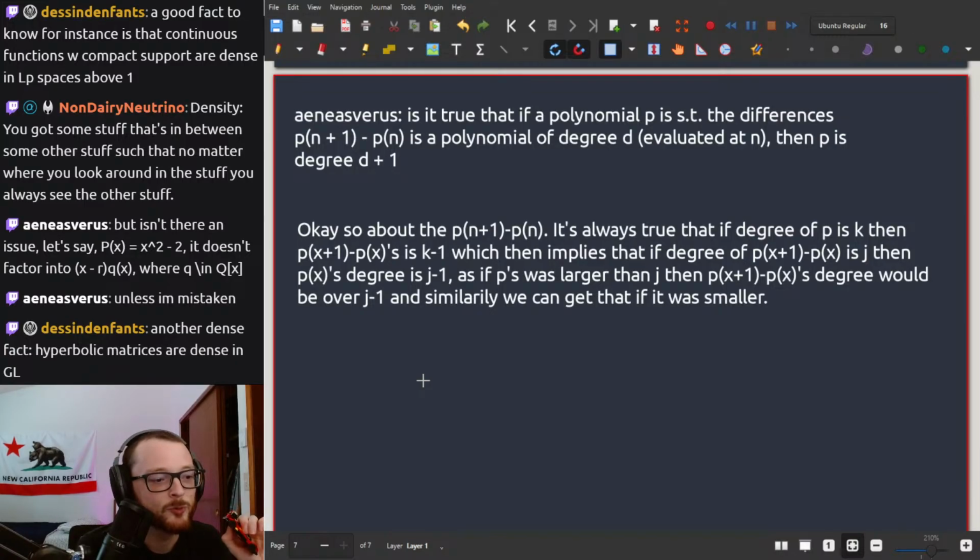Density. You get some stuff that's in between some other stuff, such that no matter where you look around, you always see other stuff. That's basically how I think of it. Actually, I don't even know. I always thought that the rationals were not dense in R, but apparently they are.